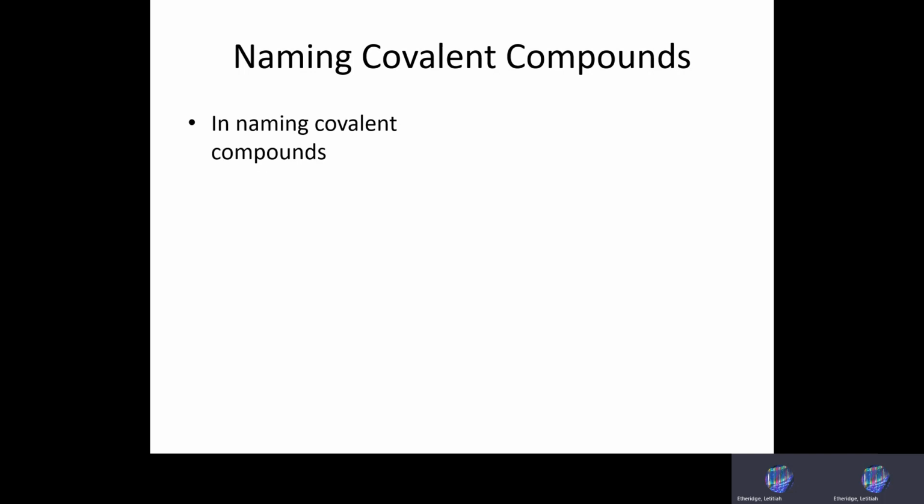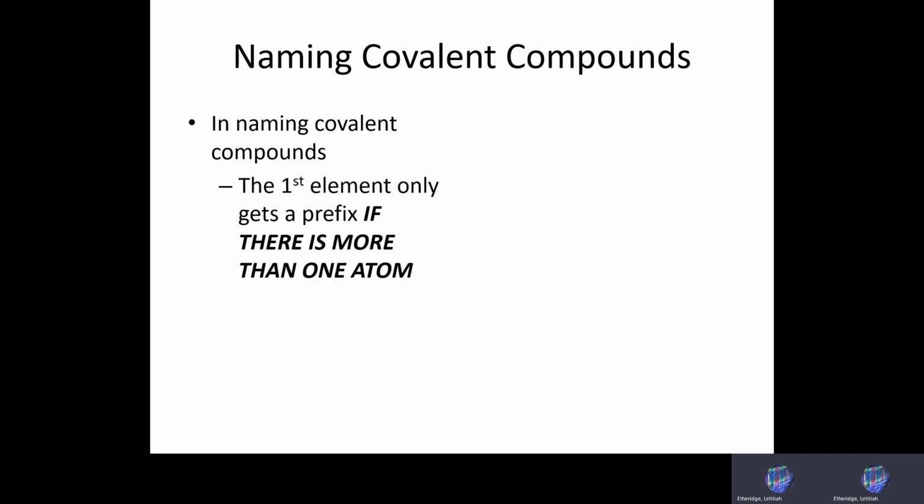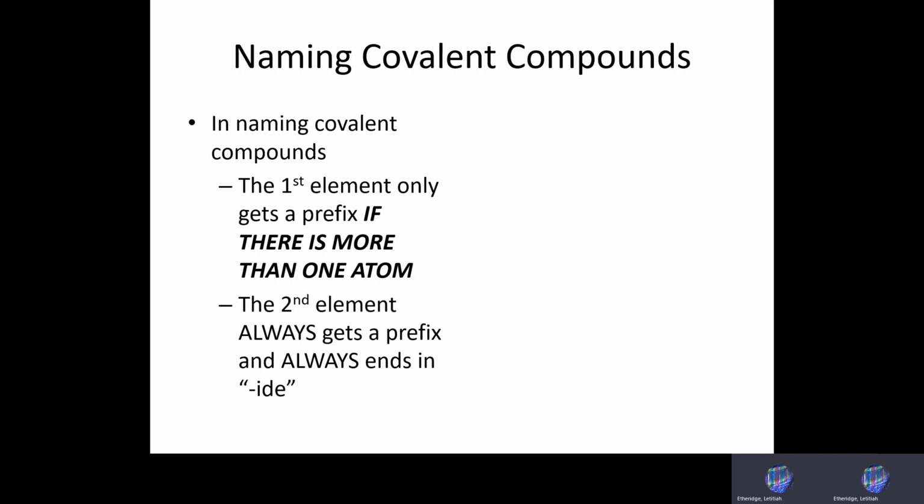In naming covalent compounds, there are 2 general rules that you need to follow, and then I will let you know what the list of prefixes are. So rule number 1 is the first element only gets a prefix if there is more than one atom. The second rule is the second element always gets a prefix and always ends in "ide." Okay, so just like when we were naming organic compounds, they all ended in "ide." It is the same with covalent compounds. The big difference is going to be this use of prefixes. So the first element only gets a prefix if there's more than one atom. The second element always gets a prefix, and the ending is always changed to "ide."